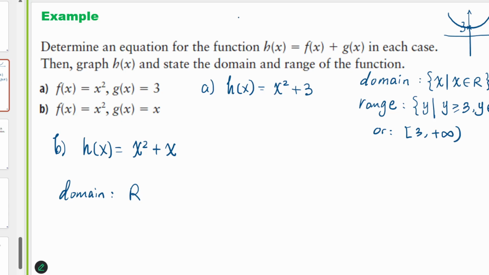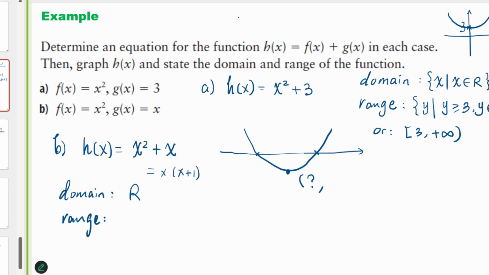You get it? And we know that this function is opening up, and because it can be factorized to x times (x plus 1), there are two different zeros. One is here, one is here. So in order to evaluate its range, usually we'll find its lowest point, the y-coordinate of the lowest point here, right? We don't care about the x-coordinate, so we'll just leave it, doesn't matter.